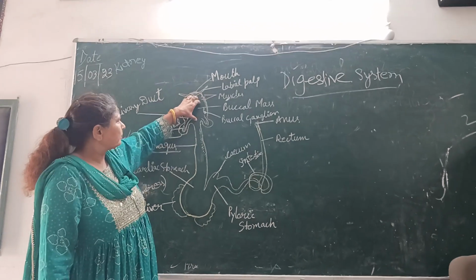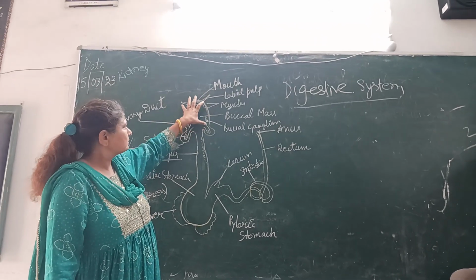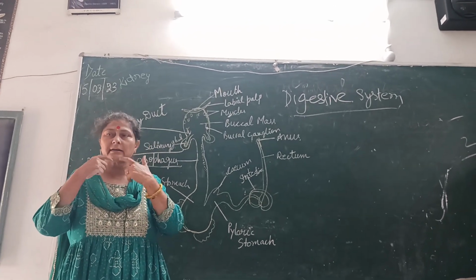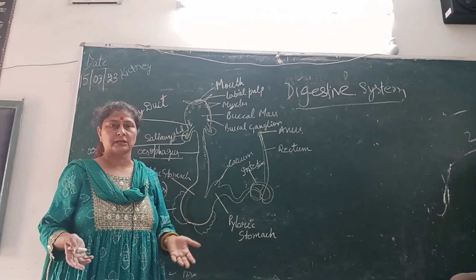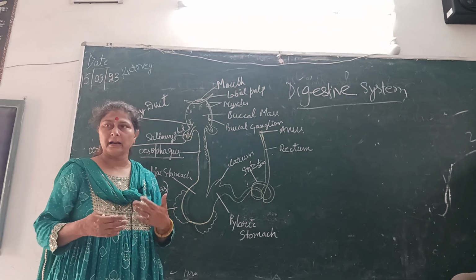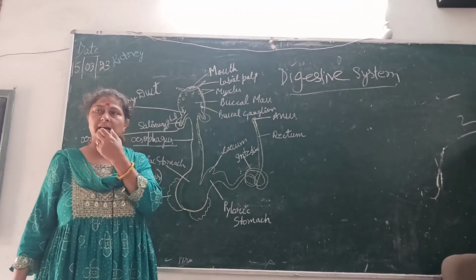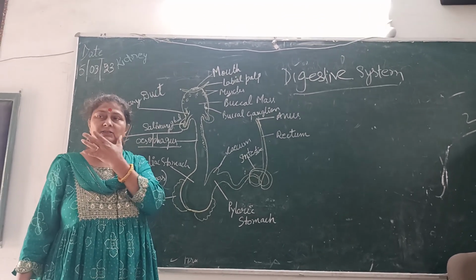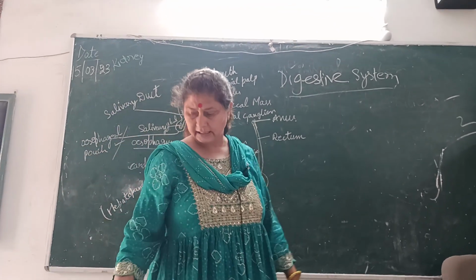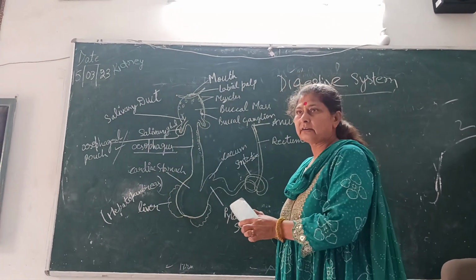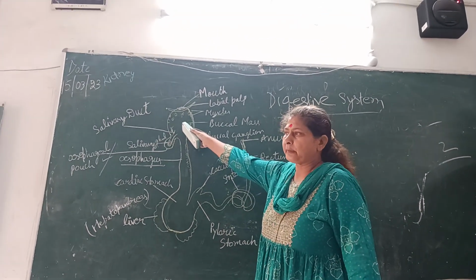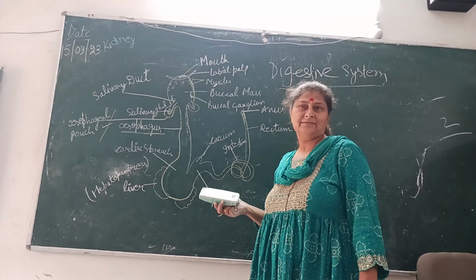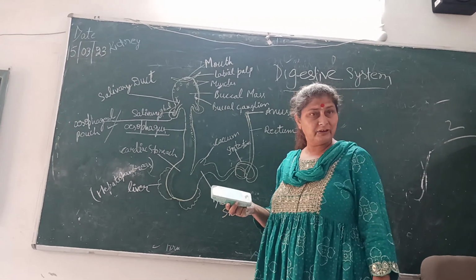Now I will tell you what is present in all these structures. Just like our mouth, inside the mouth there is a buccal cavity. What are the structures present in the buccal cavity? Like in our buccal cavity, there are teeth, tongue, cheeks, inner side, all these structures. I will draw the diagram and explain the structures present. Just like we have teeth, they also have teeth.